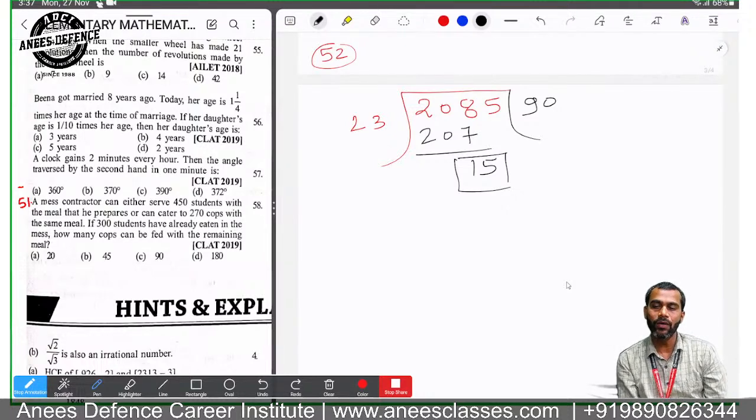Do you know how to solve time and work questions? No? Pipe and cistern. No? A can finish a work in 20 days and B can complete the same work in 30 days. Then in how many days can both of them together finish the work? These types of questions, have you all ever solved? No?